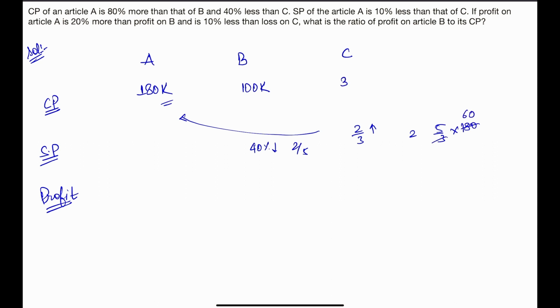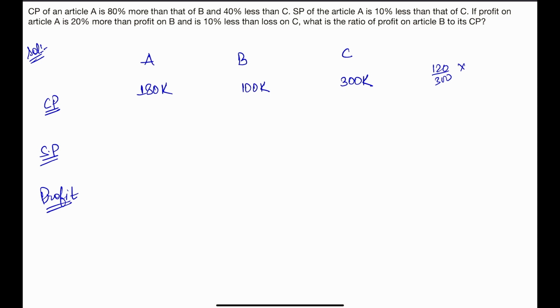Let's try to use my same understanding. 300k. How much less? 120 upon 300. Yeah, 40, of course 40%, correct. SP of article A is 10% less than that of C. So SP, let's take 100y. I'm just taking any value, 100y. SP is 10% less, so it will be 90y.